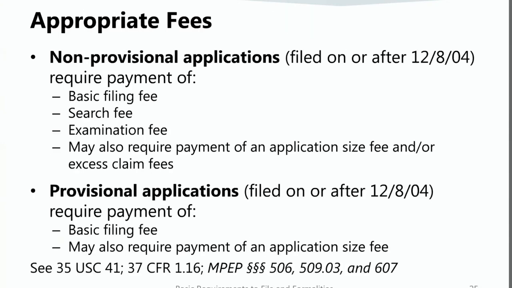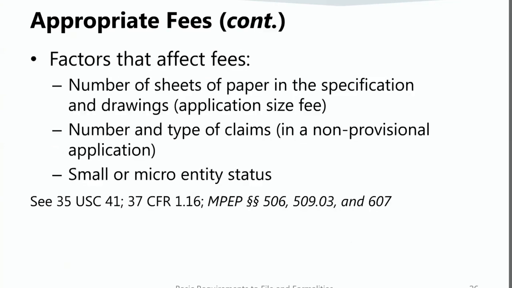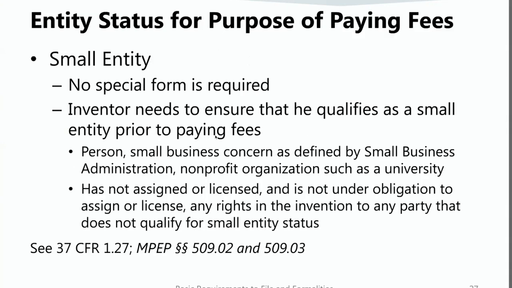This slide details what fees are appropriate for non-provisional and provisional applications. Here are factors that affect the amount of fees due on filing a non-provisional application. Small entity status for reduced application fees can be given to a person, a small business concern as defined by the Small Business Administration, or a nonprofit organization such as a university, as long as the applicant has not transferred or is not under obligation to transfer any rights in the invention to any party that does not qualify for small entity status.